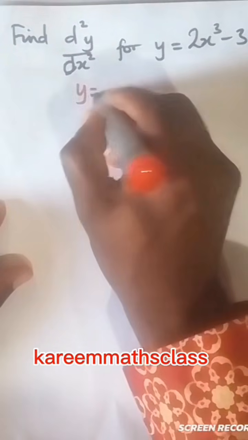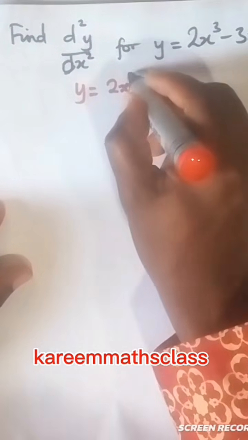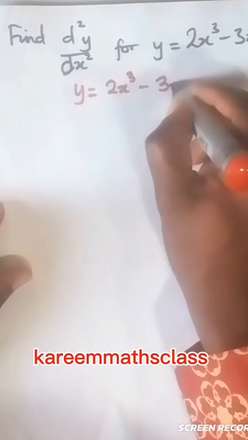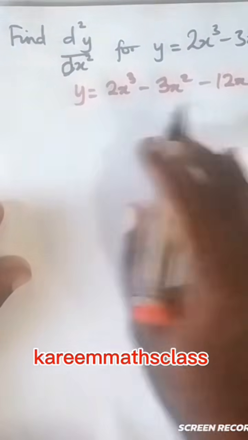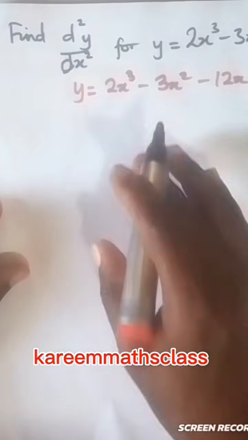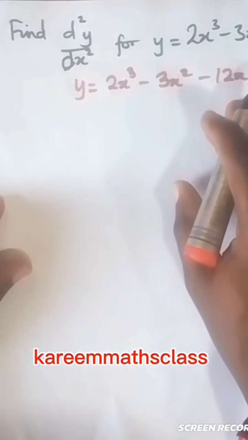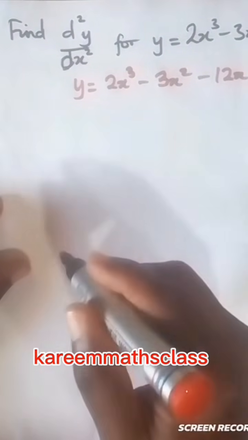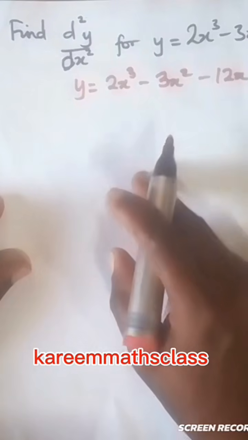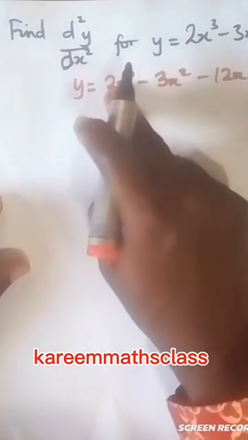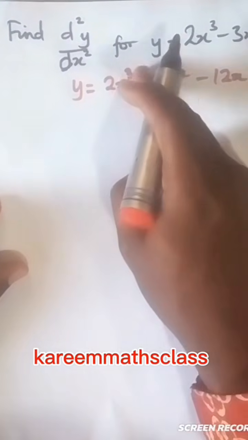We have y equals 2x cubed minus 3x squared minus 12x. What we're looking for is the second derivative, but before we do the second derivative, we have to do the first derivative. So let's do the first derivative. In the first derivative, you multiply by the power of x and reduce the power of x by 1.